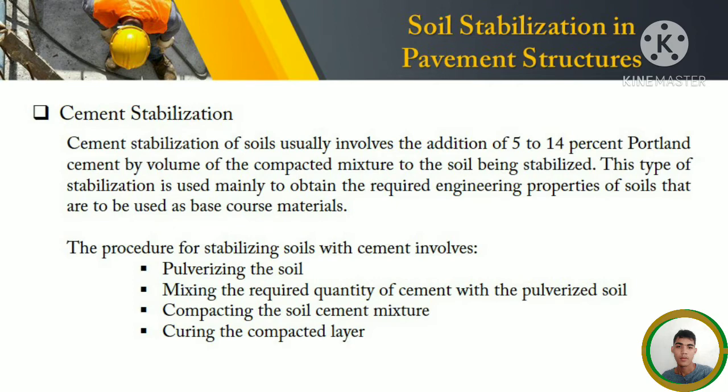Now, let's move on to soil stabilization in pavement structures. We have the cement stabilization. The cement stabilization of soils usually involves the addition of 5 to 14% Portland cement by volume of the compacted mixture to the soil being stabilized. This type of stabilization is used mainly to obtain the required engineering properties of soils that are to be used as base course materials.